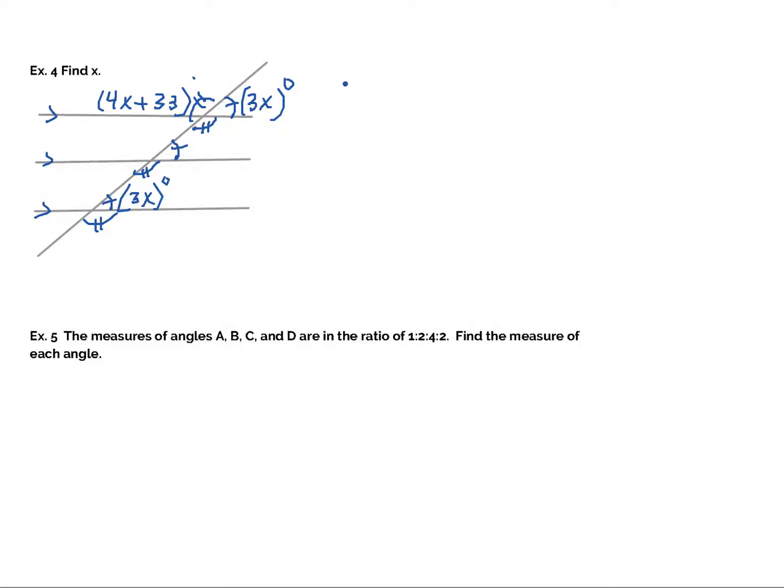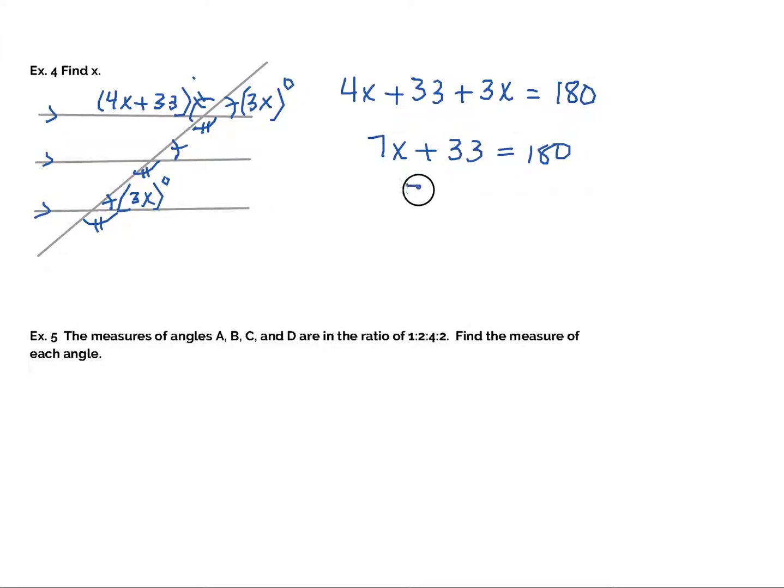So we do the same thing we did in the previous problem with the triangle. We're going to add these up, and we're going to say that equals 180 degrees. And if we add those all up, we're going to get 7x plus 33 equals 180. And we're going to get 7x equals 147. And if we divide both sides by 7, we're going to get x equals 21.